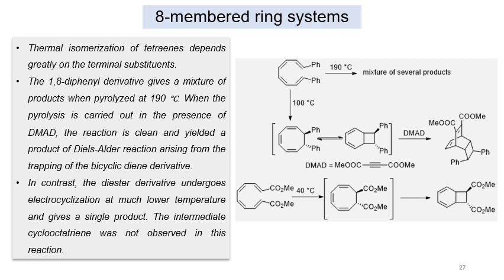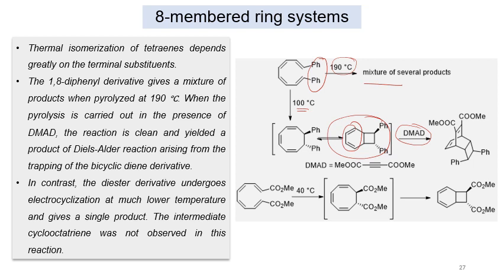Now, the thermal isomerization of these kinds of tetraenes also depends on a variety of substituents. For example, if you have phenyl substituents, at 190 degrees, you get a mixture of several products. Obviously, these are polyene systems, and polyene systems undergo a variety of transformations at such high temperatures. However, at pretty low temperatures, this 4-electron system can be trapped with dimethyl acetylenedicarboxylate to give you a Diels-Alder transformation. This Diels-Alder adduct can be isolated quite easily and the reaction is very clean.